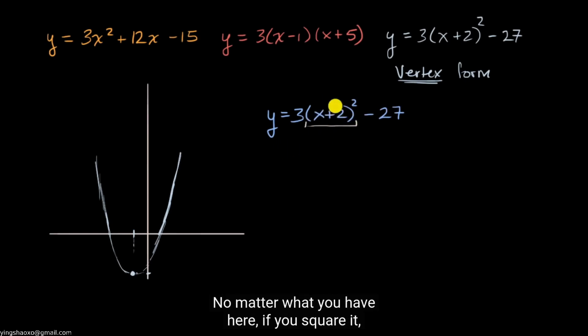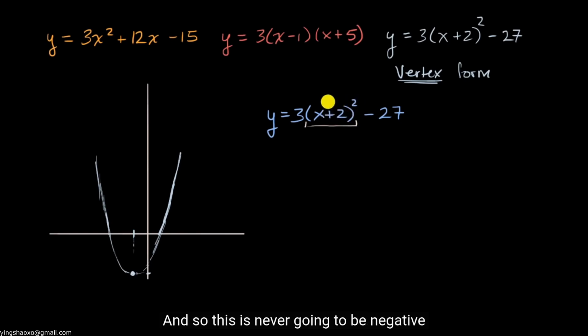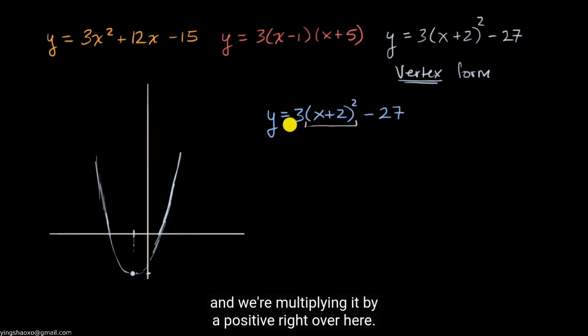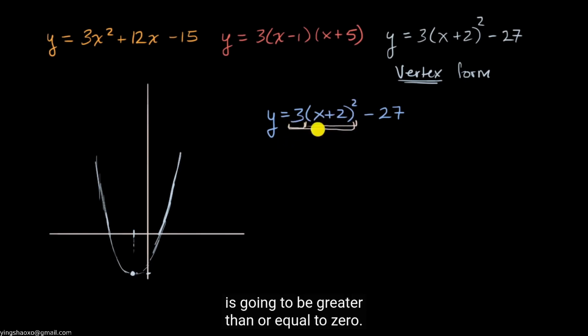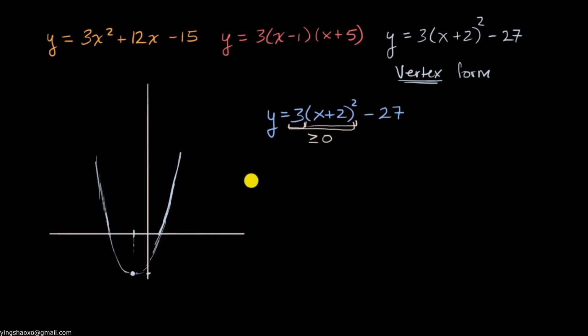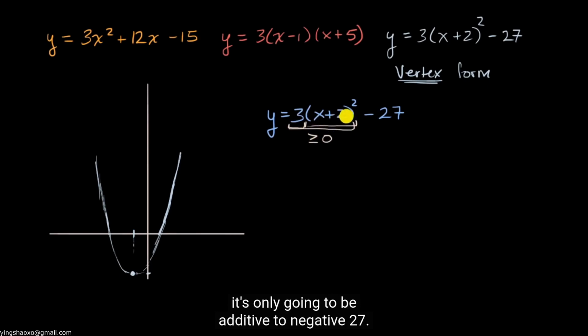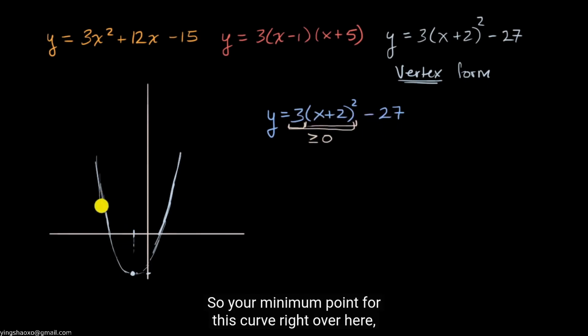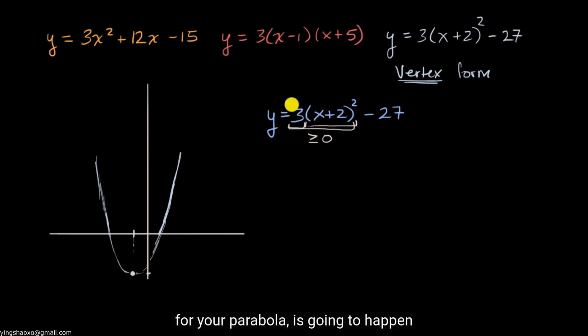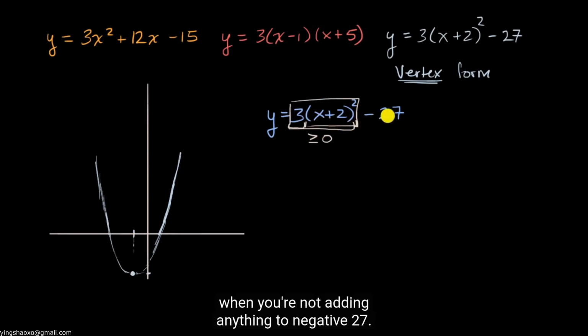No matter what you have here, if you square it, you're never going to get a negative value. And so if this is never going to be negative, and we're multiplying it by a positive right over here, this whole thing is going to be greater than or equal to 0. So another way to think about it, it's only going to be additive to negative 27. So your minimum point for this curve, for your parabola, is going to happen when this expression is equal to 0, when you're not adding anything to negative 27.